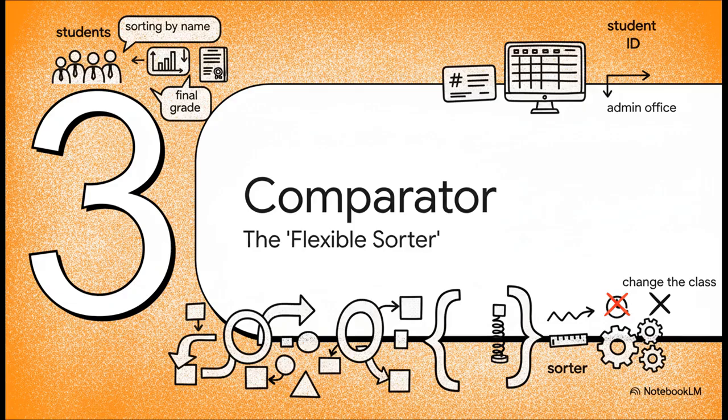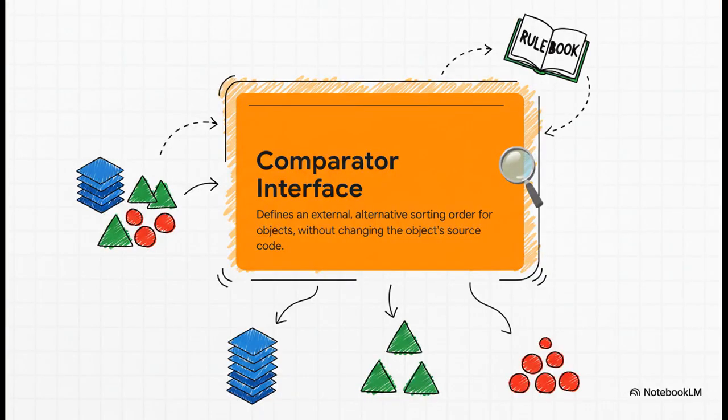And that brings us right to section 3, comparator, the flexible sorter. And right here, this is the game-changing difference. A comparator is an external rulebook. It's totally separate, and honestly, this points to a really smart idea in software design, which is keeping your data separate from the logic that messes with it.